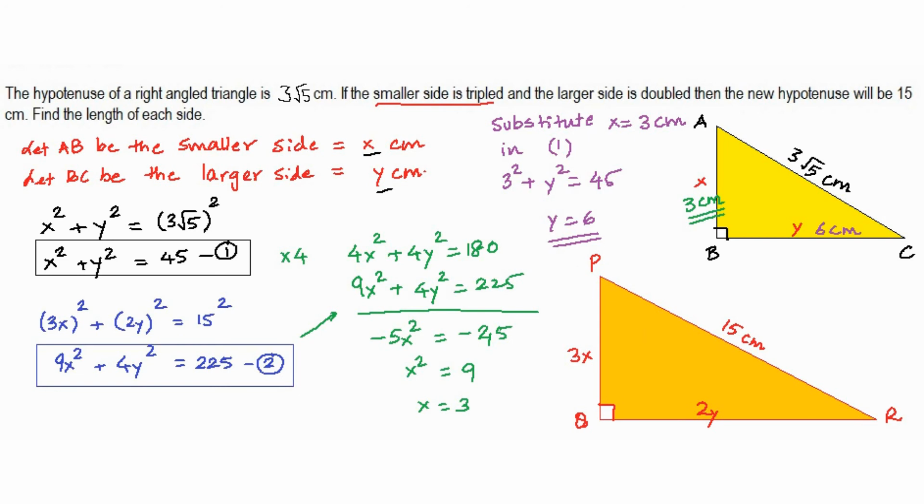Let's do a quick check. Suppose I triple this side. So 3 centimeter becomes 9 centimeter. And the larger side is doubled, so it becomes 12 centimeter. I know that 9, 12 and 15 is a very well-known Pythagorean triplet. And similarly, 3 and 6 and 3 root 5 is also a Pythagorean triplet. So the given values of x and y definitely satisfy both the conditions and hence our solution is right.